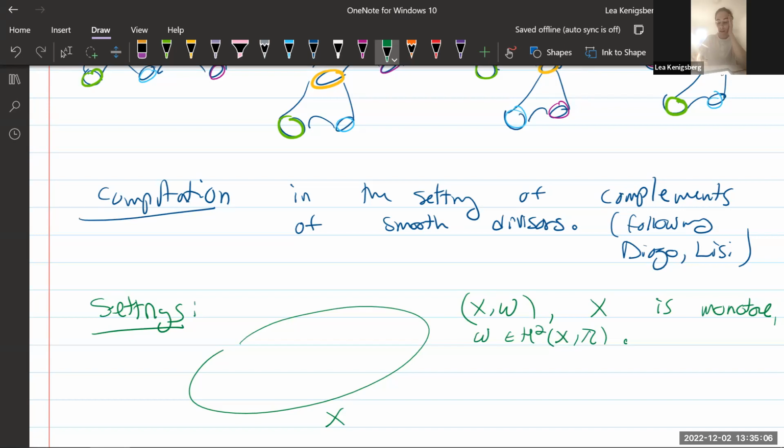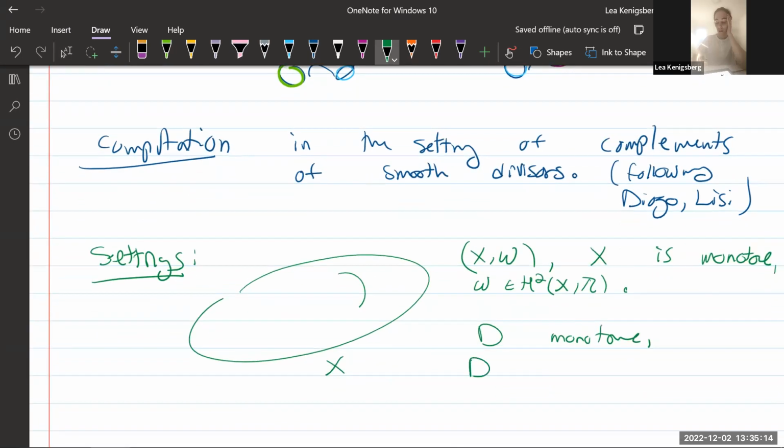And we assume that we have this divisor D, so D monotone, and D is Poincaré dual to 2k times omega, for k larger than 0.